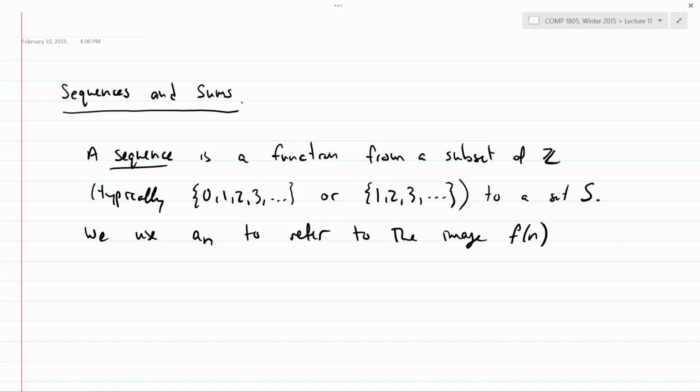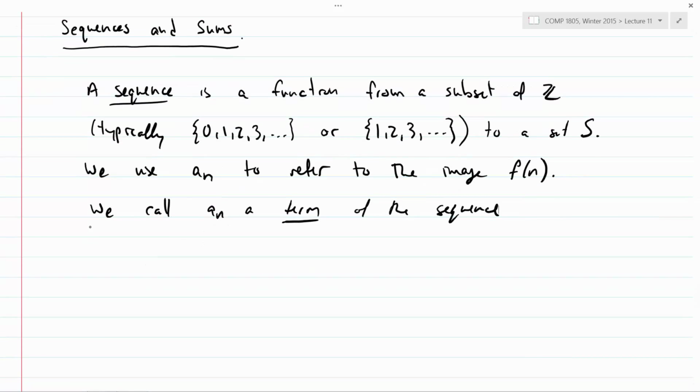We call a sub n a term of the sequence. And the sequence itself, you just surround that in curly braces. So the sequence itself is denoted {a sub n}, but in a set. It's not quite a set because there can be duplicates, but this is the notation we use, even though it's not completely consistent, I agree.